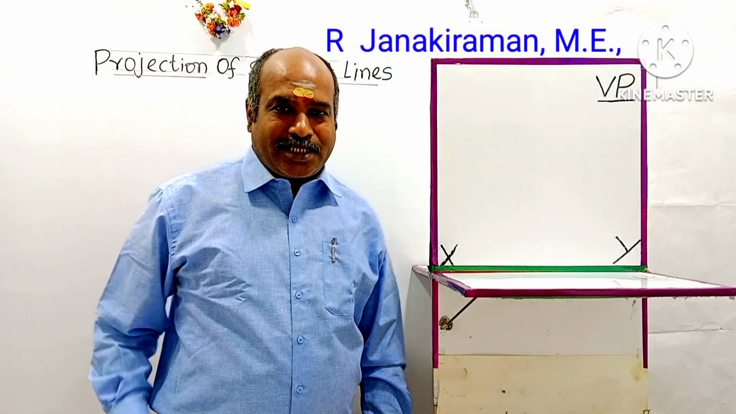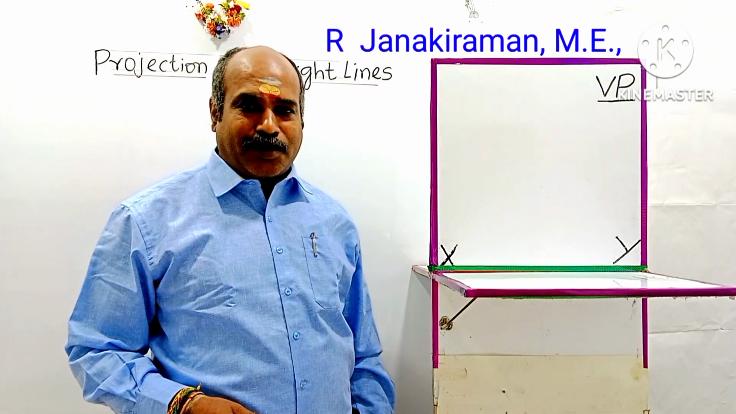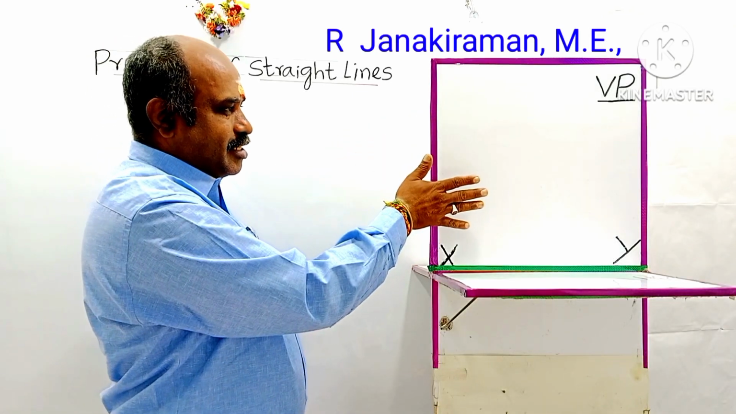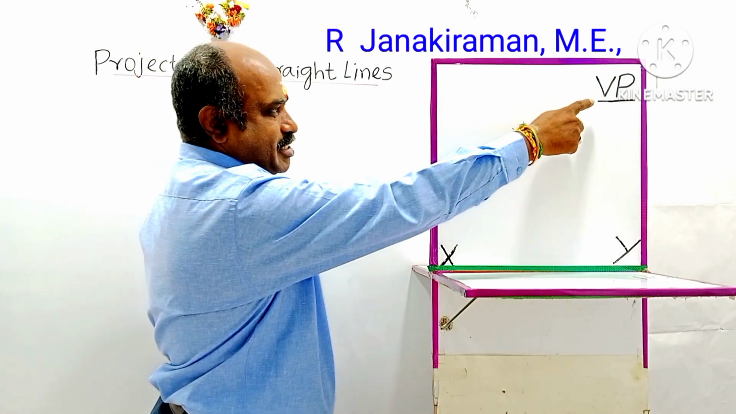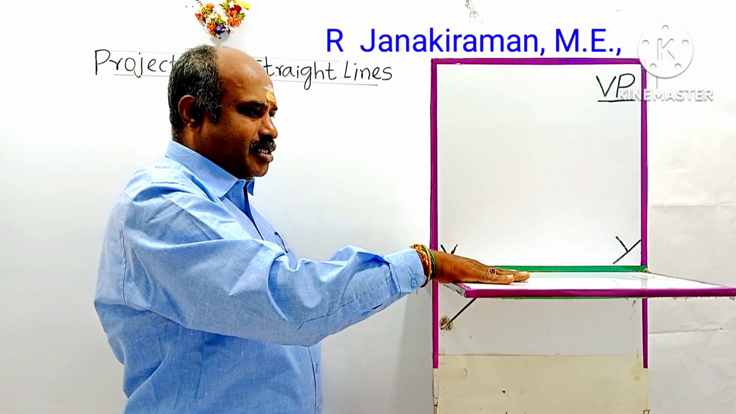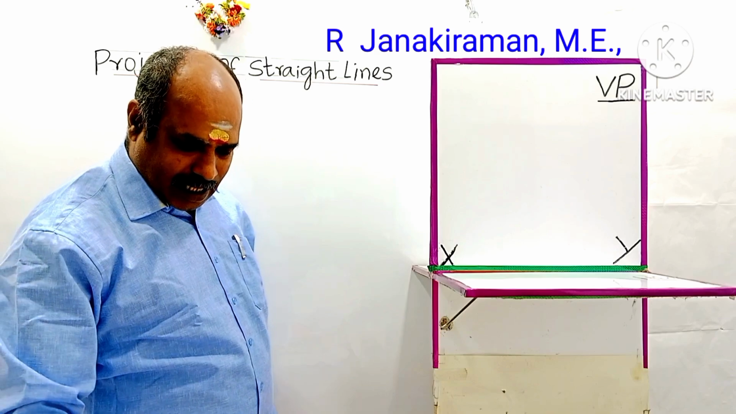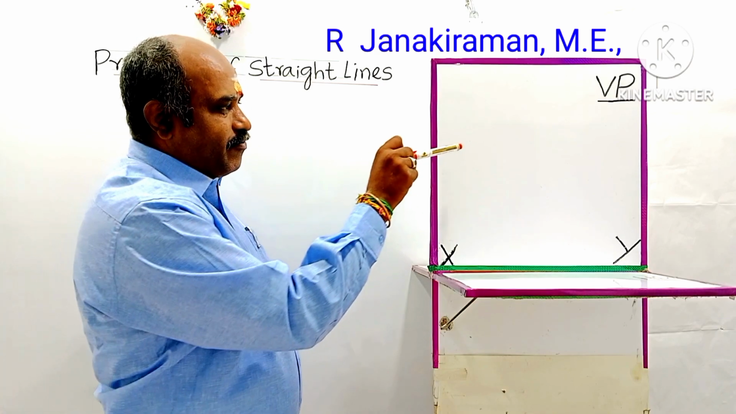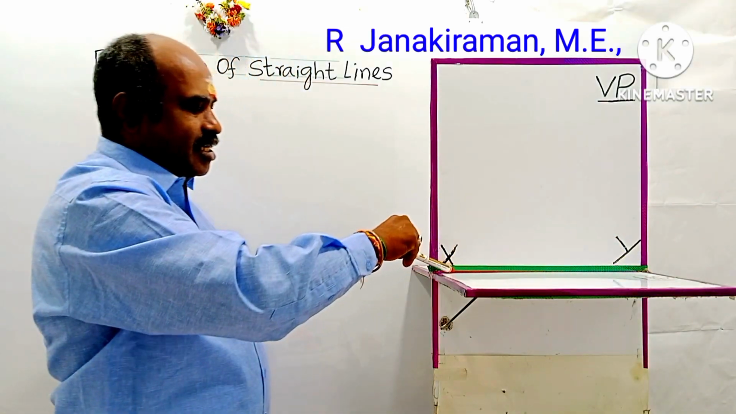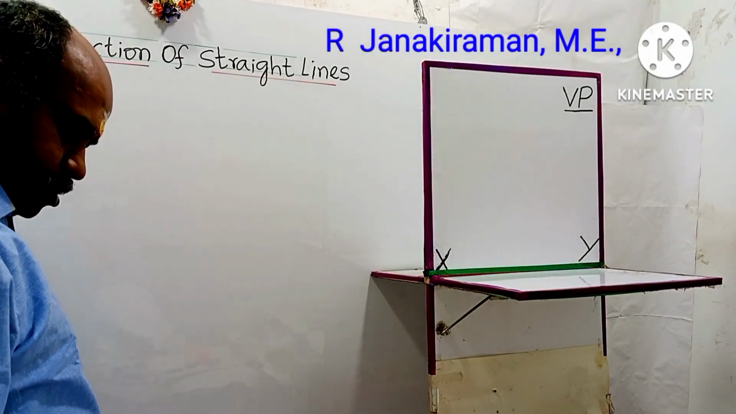Yes, welcome. The topic is projection of straight lines, and for explaining the concept of projection of straight lines, I'm going to use a quadrant setup. This quadrant setup has VP. VP stands for vertical plane, and this is horizontal, so this is called the horizontal plane, HP. This is the XY line connecting VP and HP. This XY is a reference line shown in green, and this setup is called a quadrant.